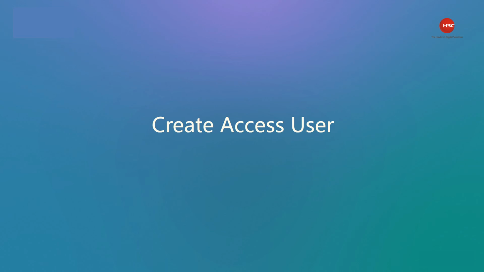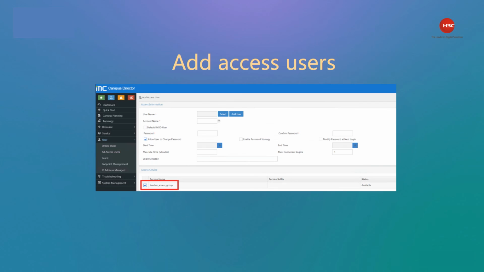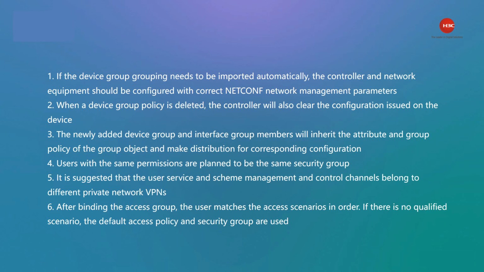Next, we create an access user. The access user is the network user. According to the access group applied by the access user, we can match the corresponding access scenario for the user to meet the different authentication requirements. Here we click the Add button in User and Access User to add platform users. Then bind the corresponding access group to the access users. After completing the above configuration, we have completed the opening service configuration.